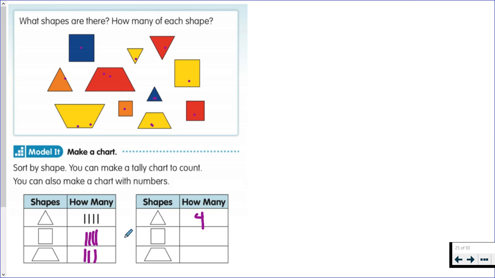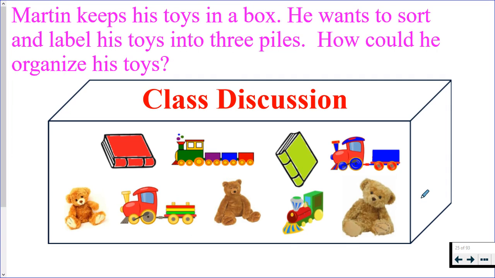Next is for the square. We see 4 tally marks. Again, we're going to put the number 4. Go ahead and on your own sheet of paper, you write down the number that you see of the trapezoids. You should have the number 3 written down.